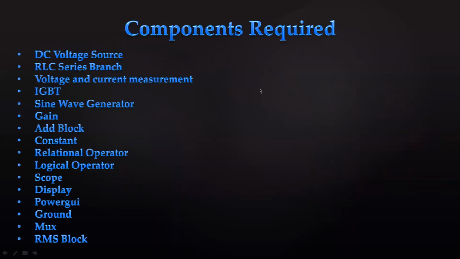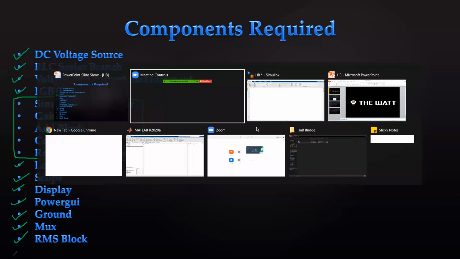So let's see the working. Let's see the simulations. So these are the components that we require: a DC voltage source, RLC series branch, voltage and current measurements, IGBT or MOSFET, but normally in an inverter we use IGBT, semiconductor switch, then a sine wave generator, gain block, add block, constant, and a relational operator. So we are using these 5 blocks to generate our square wave. Then a logical operator for NOT gate, scope for seeing the waveforms, display for seeing the magnitude, power GUI to work in continuous simulation, one ground, one multiplexer, and one RMS block. Now we will use an RMS block because from now we will work on AC signals, right? So let's start.